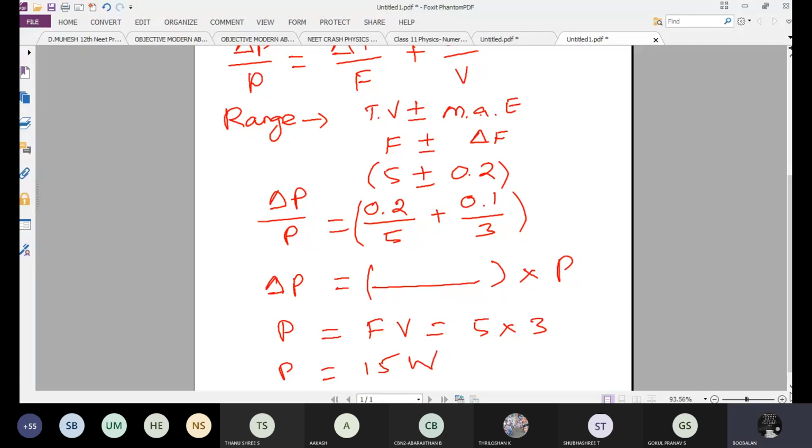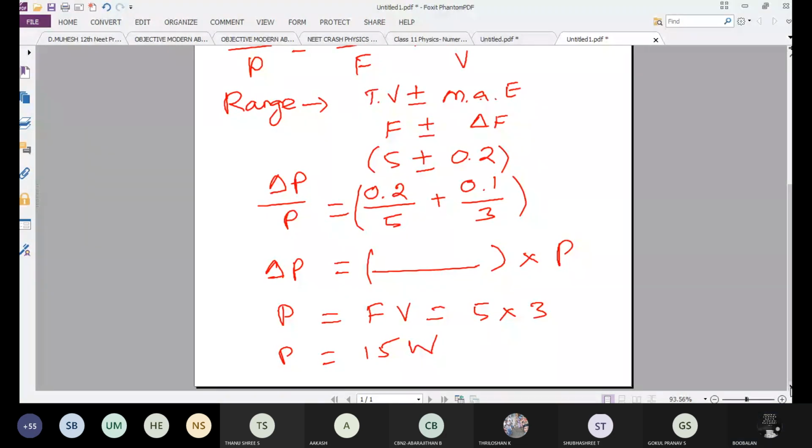So next step, the range formula for the power. True value plus or minus mean absolute error. Okay. So true value 15, mean absolute error, do the simplification, you will get the answer. Okay, did you understand? What is the value, ma? Del P value. Do the calculation and tell me. Del P value.